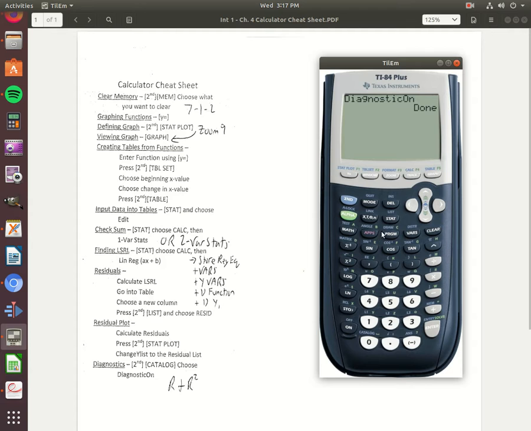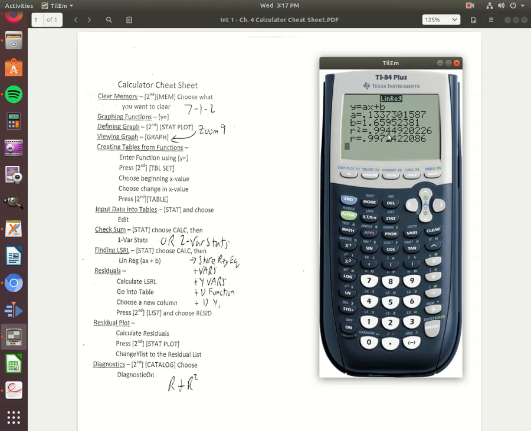So what I need to do is go through what I have been doing. I'm going to go stat calc. I'm going to run linear regression. I am going to go vars, y vars, save this function, and calculate. And look what happens. Because I turned my diagnostics on, it gives me my R.